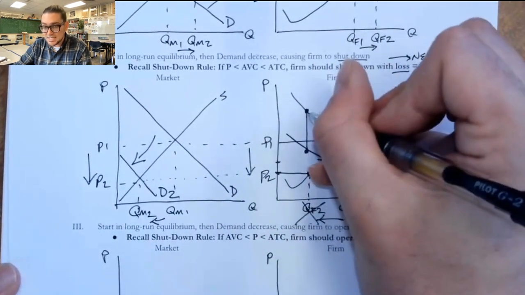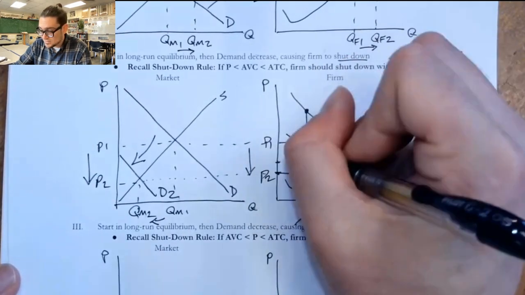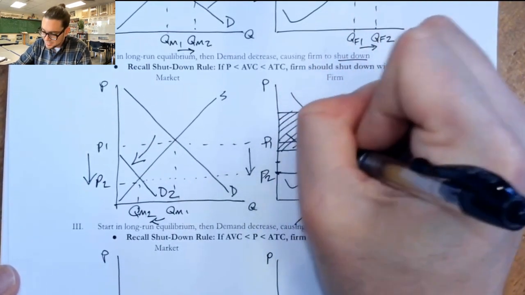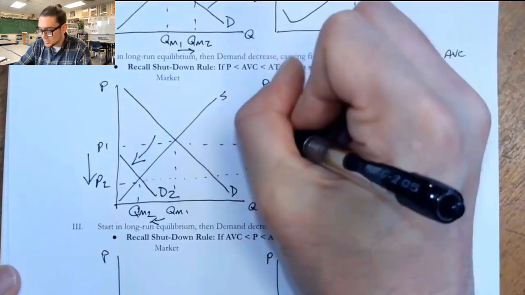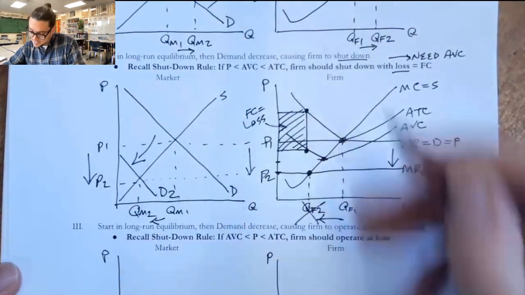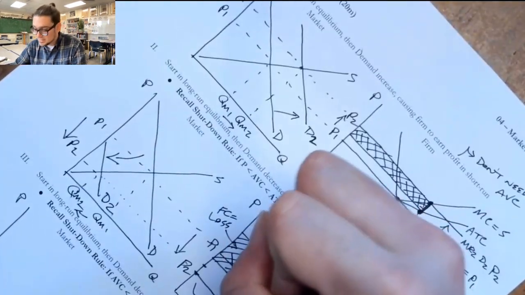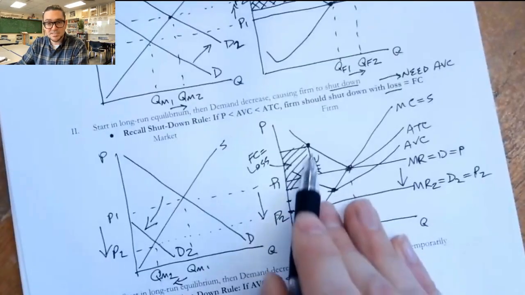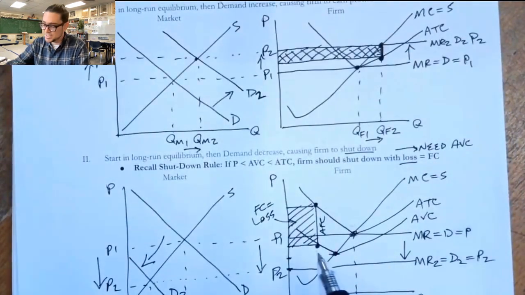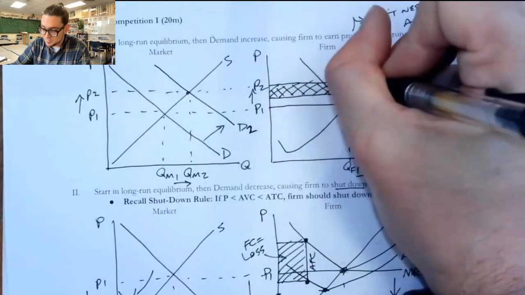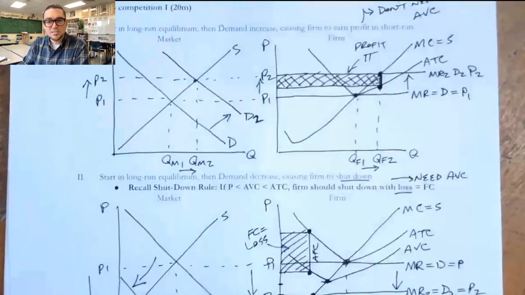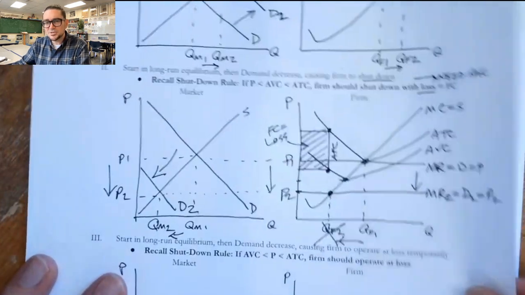You go from ATC down to the AVC, and then you go over, and that amount is actually their loss, right? That's their loss, and it's fixed cost. That's equal to their loss, because this is the AFC, and an AFC times any quantity would actually equal the fixed cost, and that's how much money they lose by shutting down. I'm going to go ahead and label that this is the profit, right? That's profit up here.